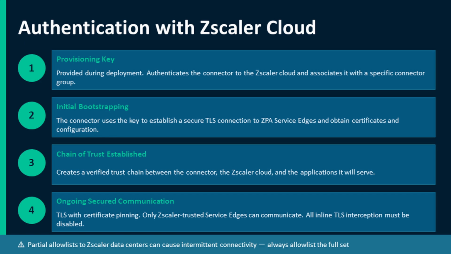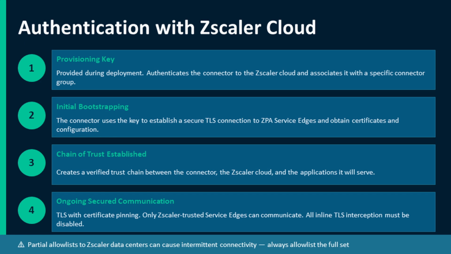Step 3, a chain of trust is created, linking the connector to the Zscaler cloud and the applications it will serve. Step 4, all ongoing communication is secured with TLS and certificate pinning. Only Zscaler trusted service edges can talk to your connectors. Critically, any inline TLS interception between the connector and service edges must be completely disabled. It will break the connection.